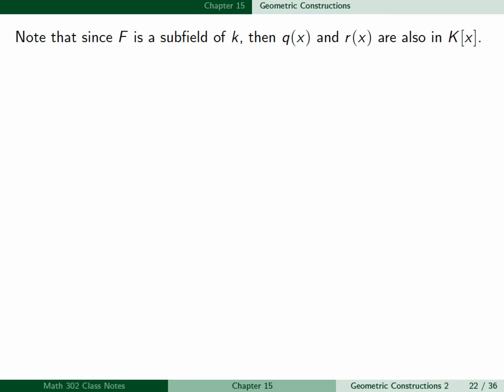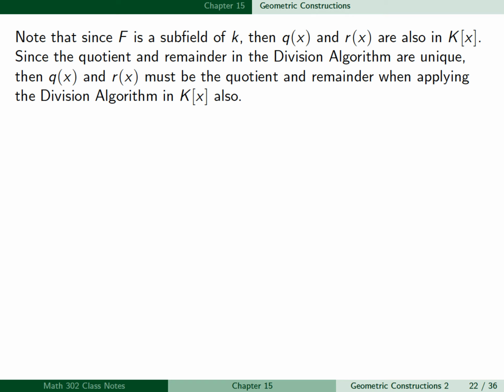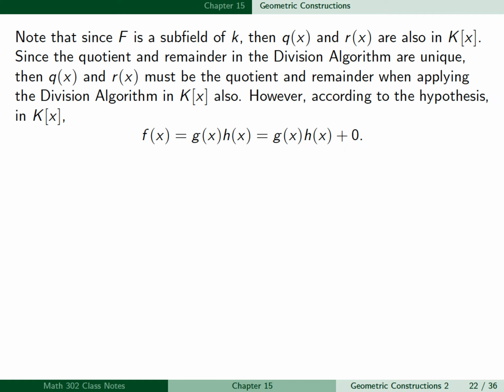Now note that since F is a subfield of K, that should be a capital K, then q of x and r of x are also in K[x]. And since the quotient and remainder in the division algorithm are unique, then q of x and r of x must be the quotient and remainder when applying the division algorithm in K[x] also.